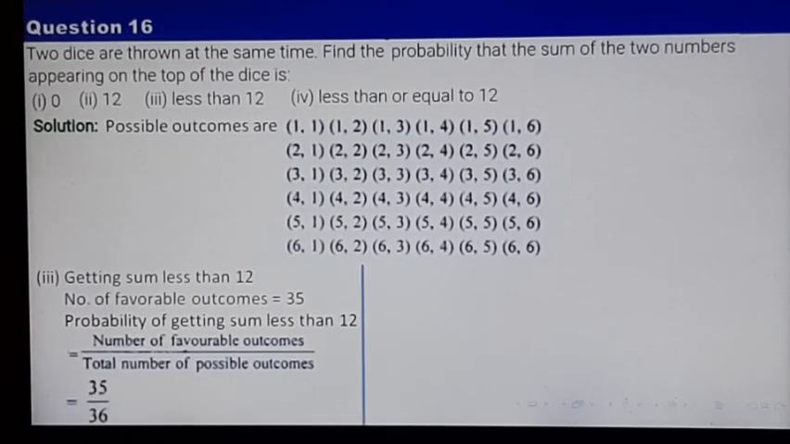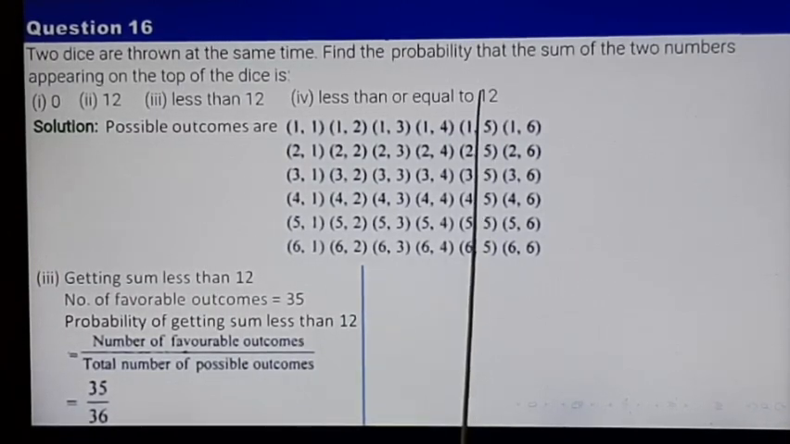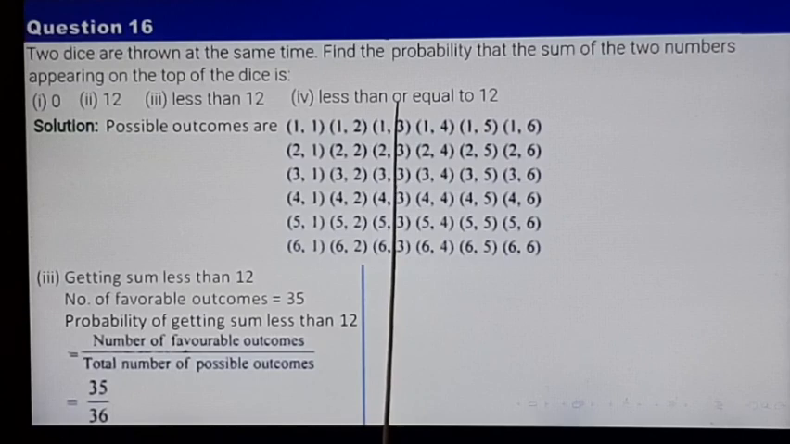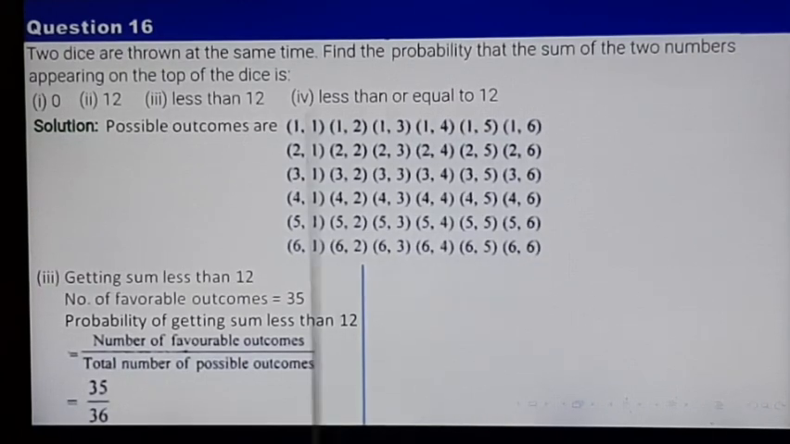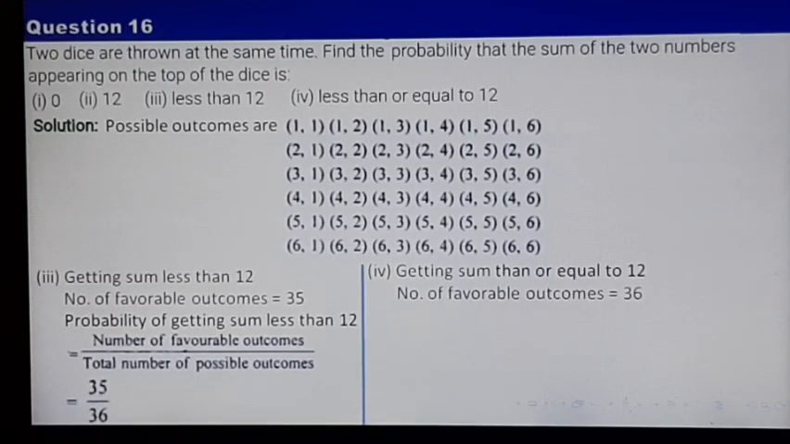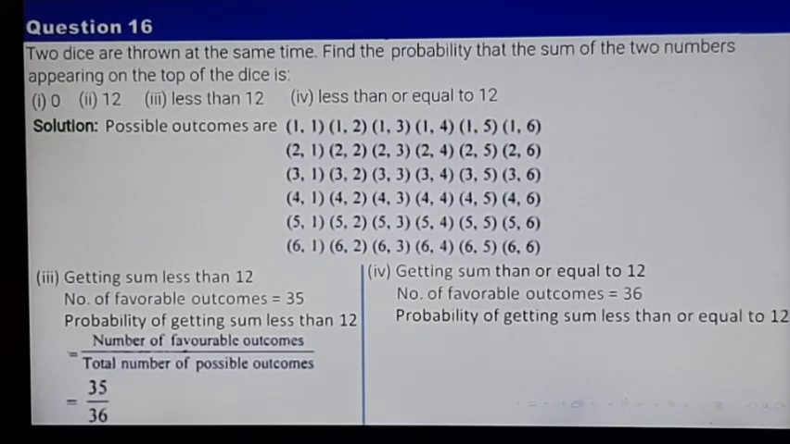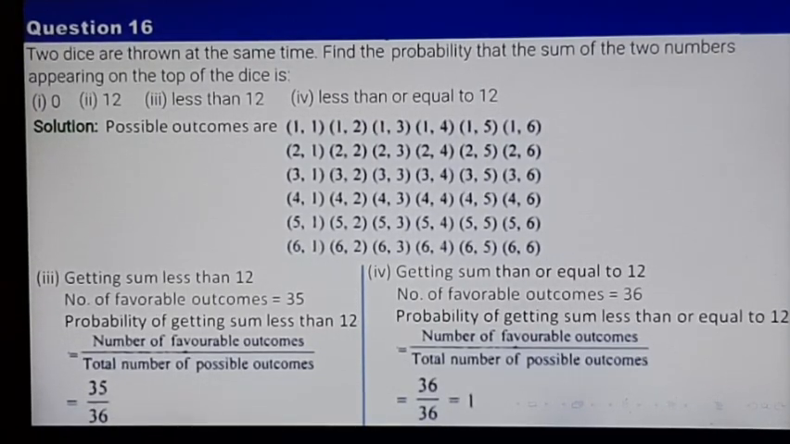Now let's move on to the last part, less than or equal to 12. Less than 12 means the same case, right? So there are 35 numbers, but here it is said that the sum can be equal to 12 also. That means we can include this as well. So altogether how many numbers are there? There are exactly 36 numbers, right? So the number of favorable outcomes is also 36. That's why my probability is going to be 36 by 36, which is 1. Pause the video to note down.